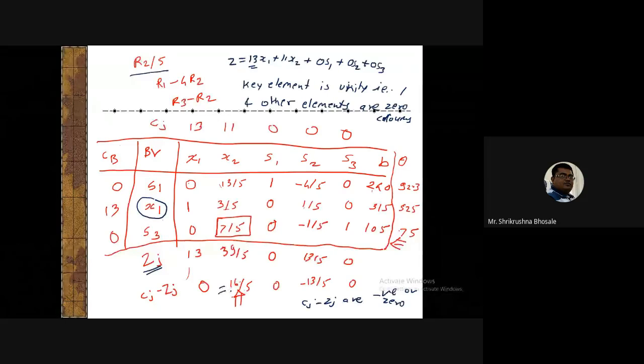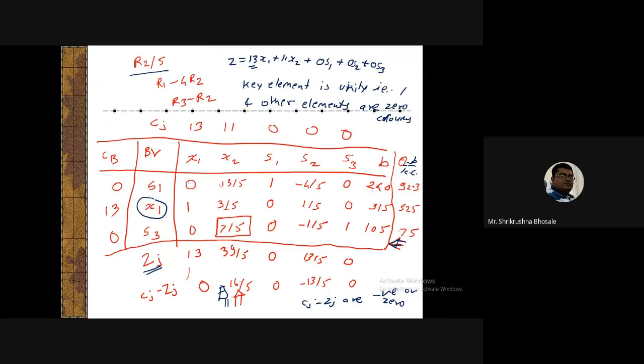So this second column is selected as the key column, that indicates x2 will enter, but which row should be replaced? For that again I have to find the key row. Same, theta is equal to b divided by the key column element. So 240 divided by 13.5 gives me 92.3. 350 divided by 3 by 5 gives me 525. 105 divided by 7 by 5 gives me 75. From these values, the lowest value is our third row. So that third row is the key row.